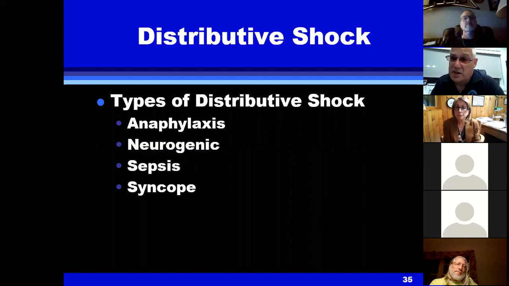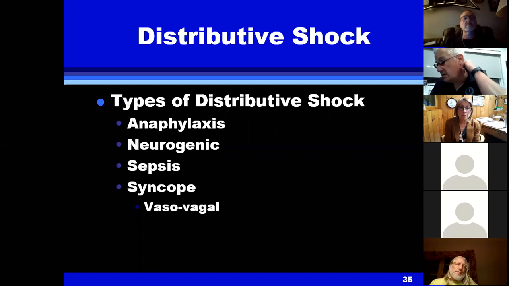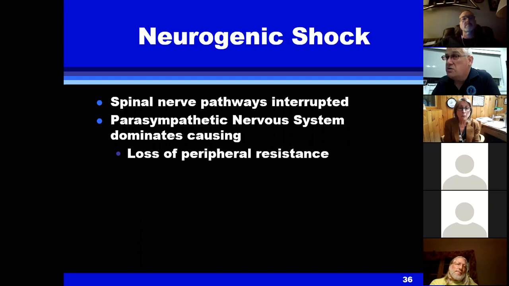And if we get there and we elevate their legs a little bit and we put them on some oxygen, they're usually fine. And we just have to examine them for any trauma from the fall and stuff like that. So those are the types of shock. And so in neurogenic, we said it's a spinal cord nerve pathway interrupted. So the parasympathetic nervous system dominates, okay? And that causes the loss of peripheral resistance in your blood vessels, which is what causes the vasodilation, right? If you don't have any resistance in your blood vessels, they dilate.